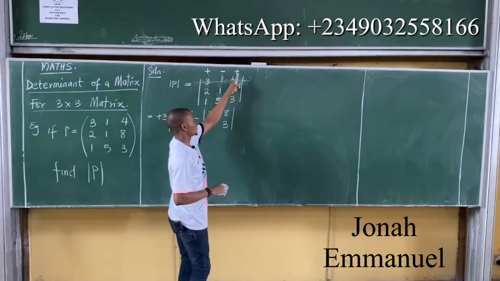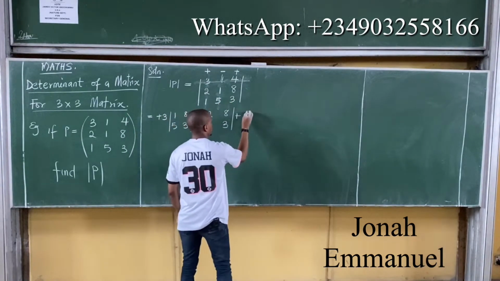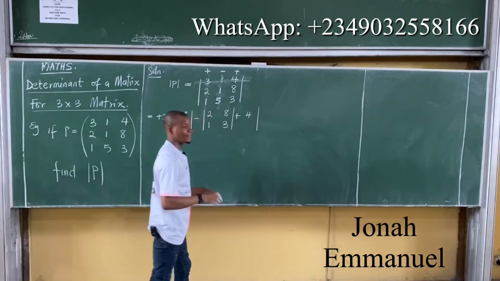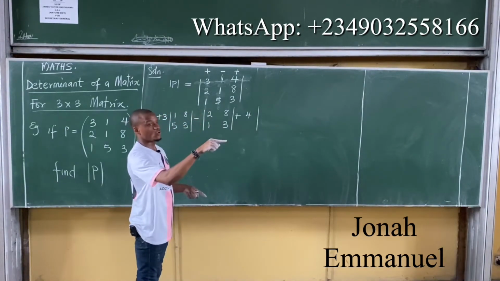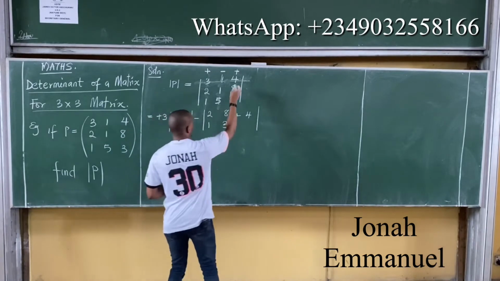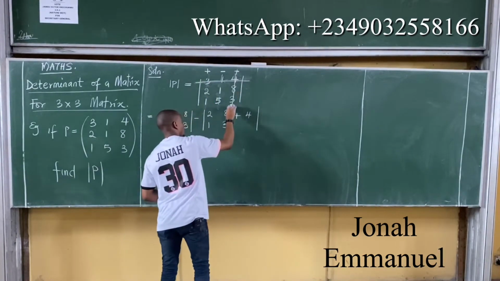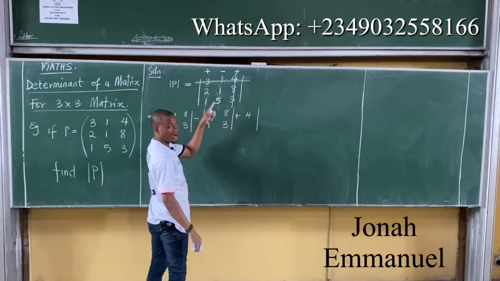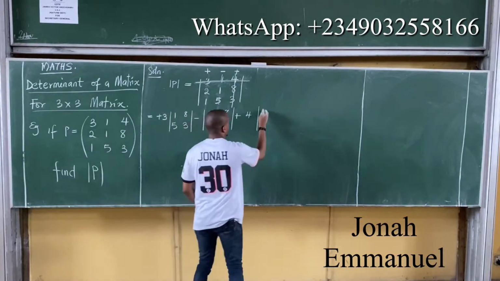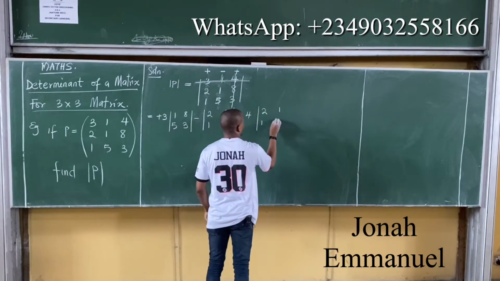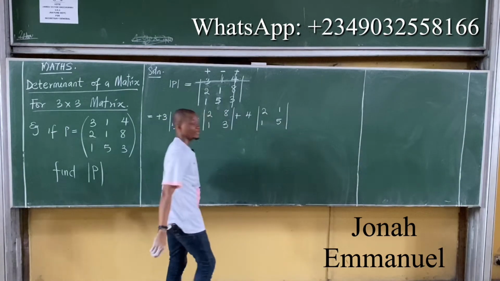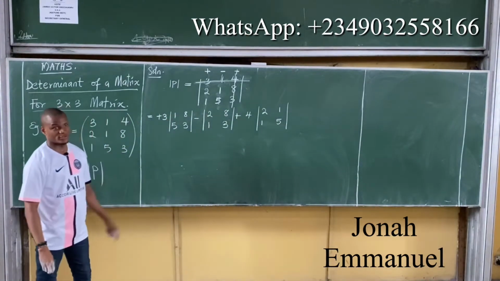Next up, plus 4. So plus 4 into, repeat the same concept. Cancel the row, cancel the column. For 4 here, this is my row and this is my column. What are they? 2, 1, 1, 5. Alright, now I think I can proceed.